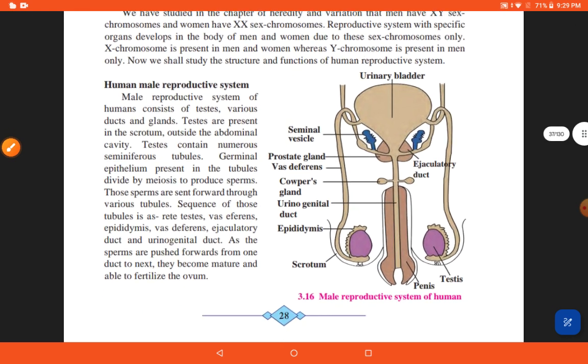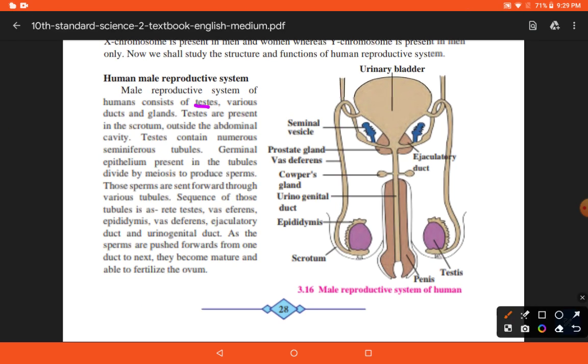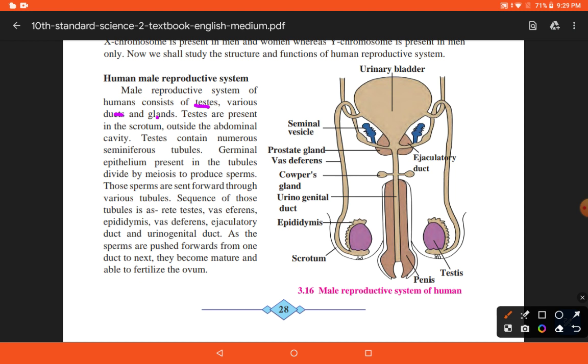Now the male reproductive system consists of the testes, the various ducts and glands. Which ducts are there? The ejaculatory duct and the urogenital duct. Which glands are there? Accessory gland, the Cowper's gland and the prostate gland. The testes are present in the scrotum, which is outside the abdominal cavity. The testes contain various seminiferous tubules. I told you testicular lobules are there in which seminiferous tubules are there. Now the germinal epithelium is present in the tubules, which divide by meiosis. And these sperms then are put forward, right?